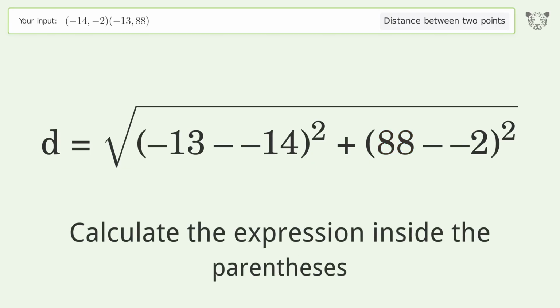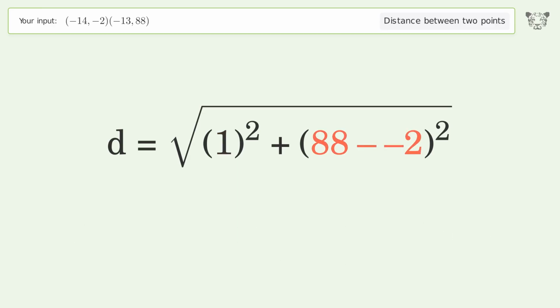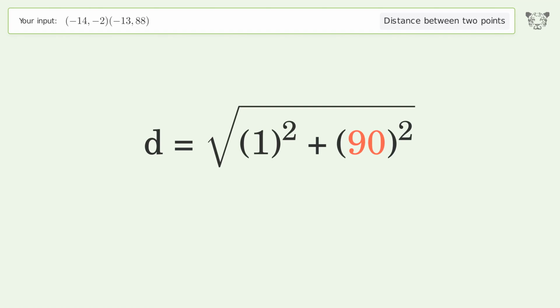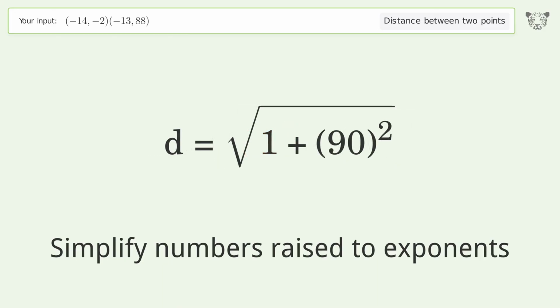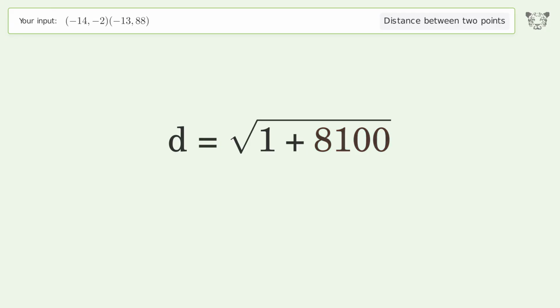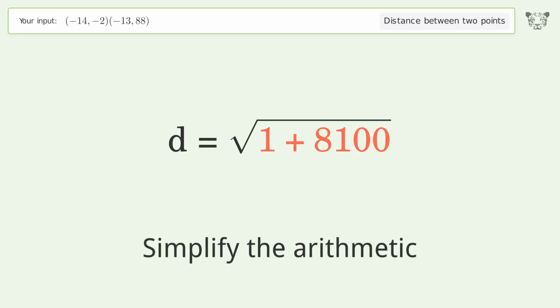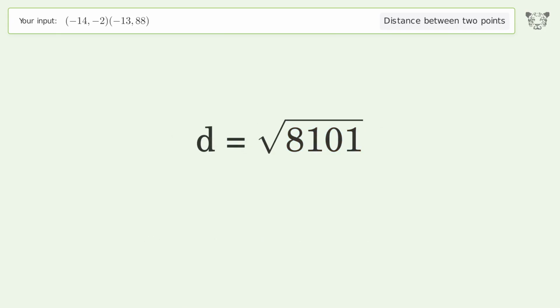Calculate the expression inside the parentheses. Simplify numbers raised to exponents. Simplify the arithmetic. And so the distance between the 2 points is the square root of 8,101, or 90.006.